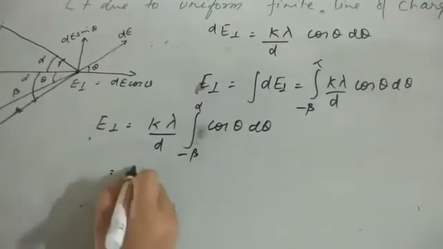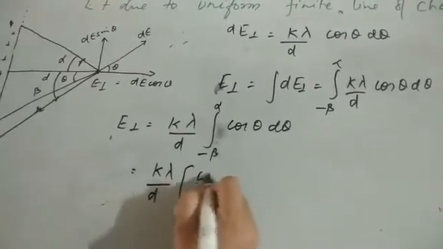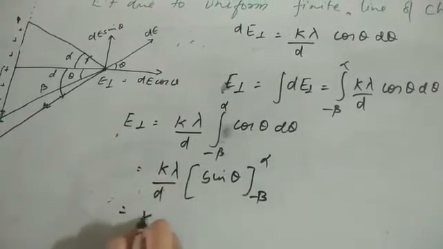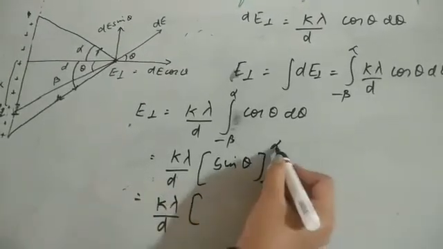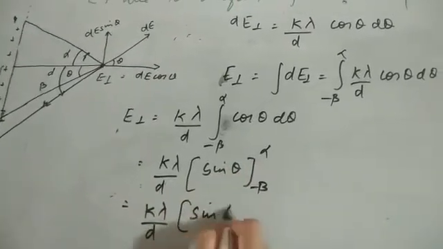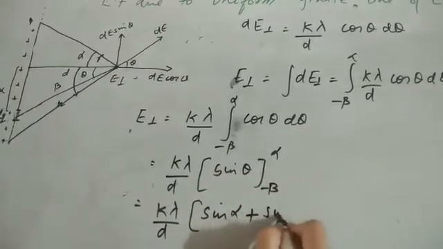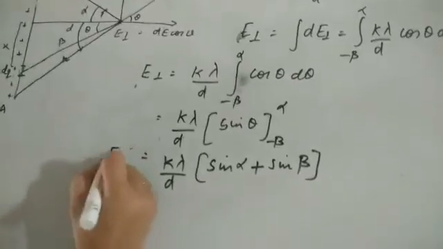This you must write. So what is the integration of cos theta? It is sine theta, from minus beta to alpha. So we are left with k lambda upon d, sine upper limit minus lower limit: sine alpha minus sine of minus beta, that is sine of beta. So this is the expression for the E perpendicular component.